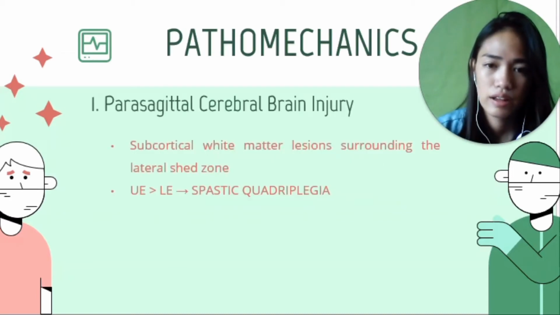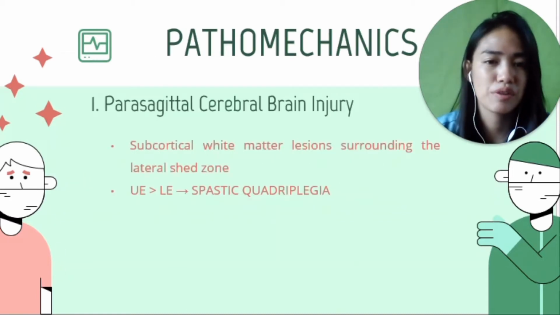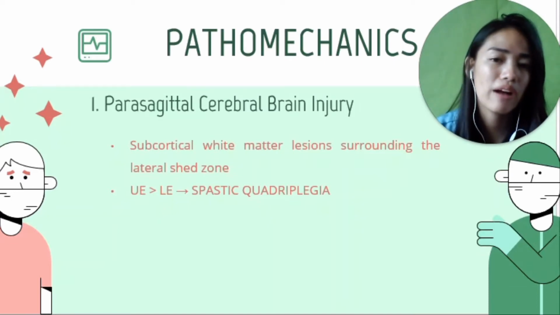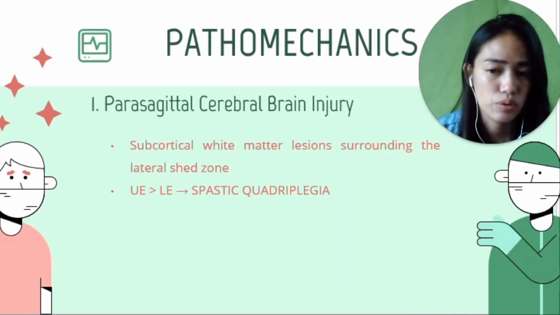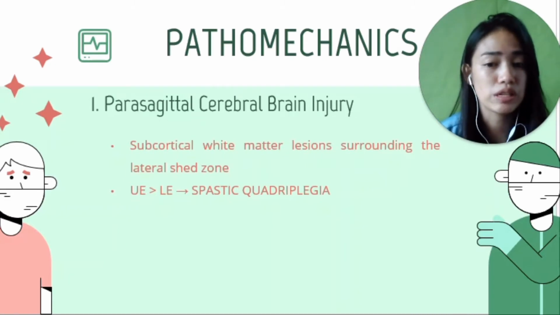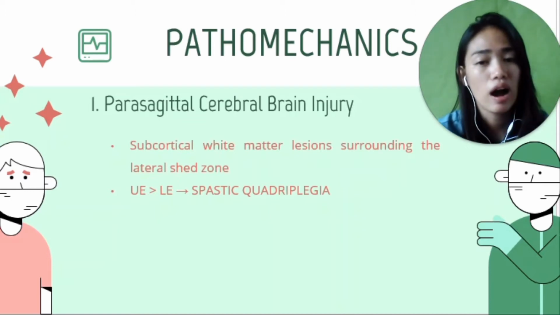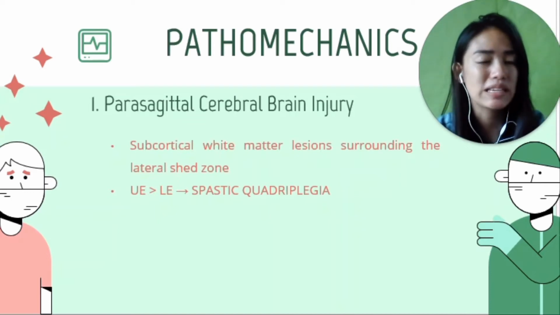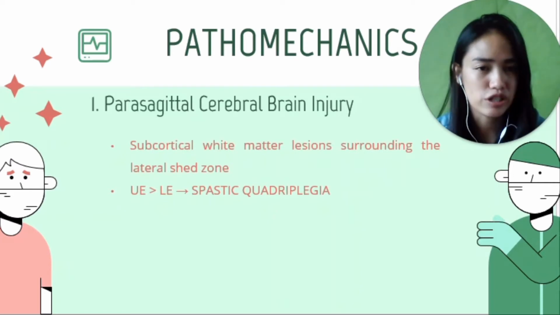And then for pathomechanics, we have parasagittal cerebral brain injury. So here we have the subcortical white matter lesions surrounding the lateral shed zone. So most especially in the posterior, superior, and middle part of the brain. So here the upper extremities are more affected rather than lower extremities for spastic quadriplegia.